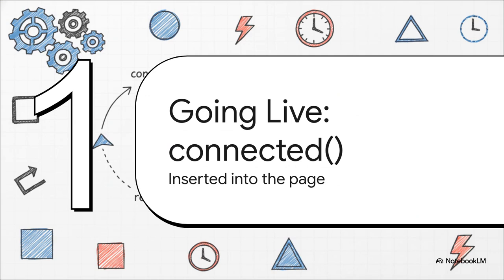All right, so our component's blueprint has been created in memory. Now for the next big step, connectedCallback. This is the moment it officially goes live. This hook fires the second your component is actually inserted into the page's structure, the DOM. It's now a real thing the user can interact with.